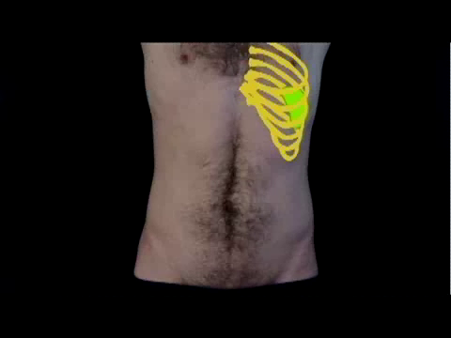The spleen lies anterior to the 9th to 11th ribs. Normally, the spleen does not extend below the left costal margin, even on inspiration, and its anterior tip does not extend beyond the mid-axillary line.